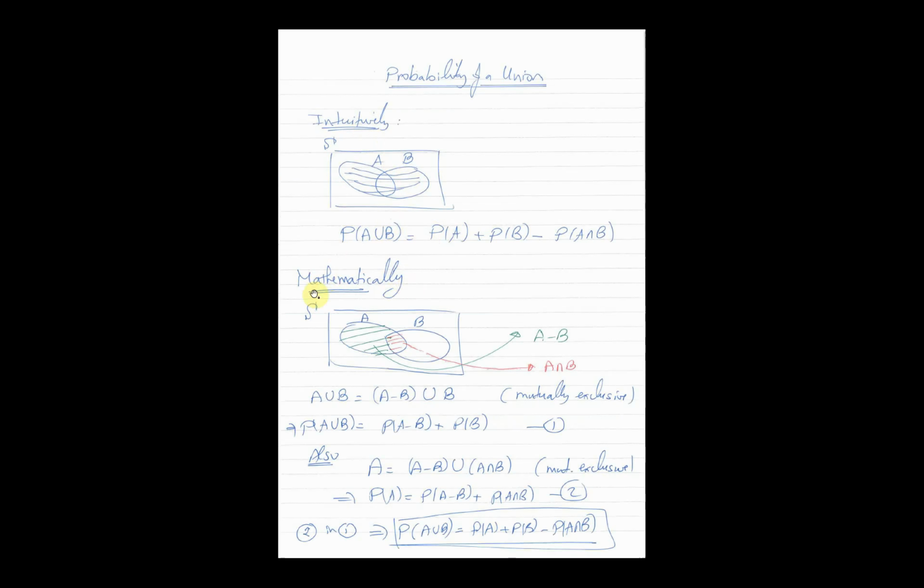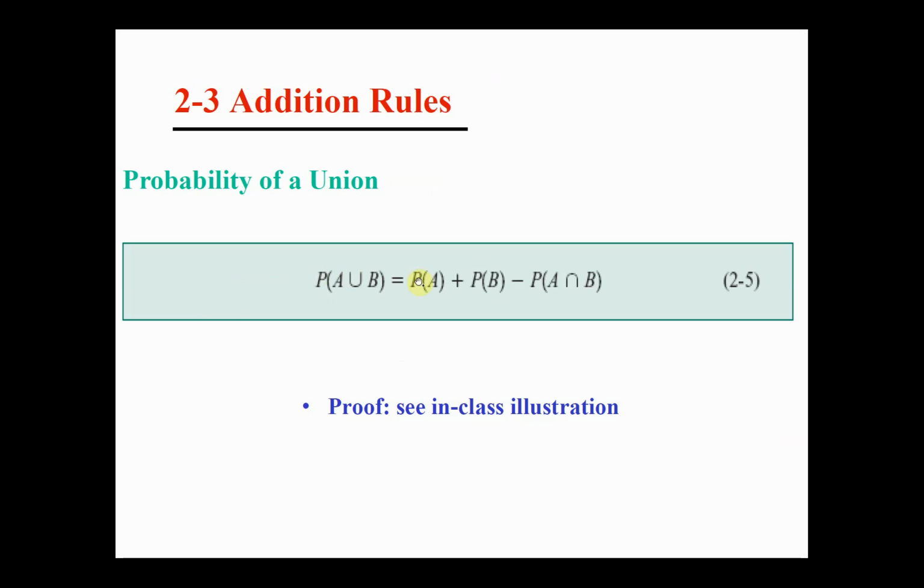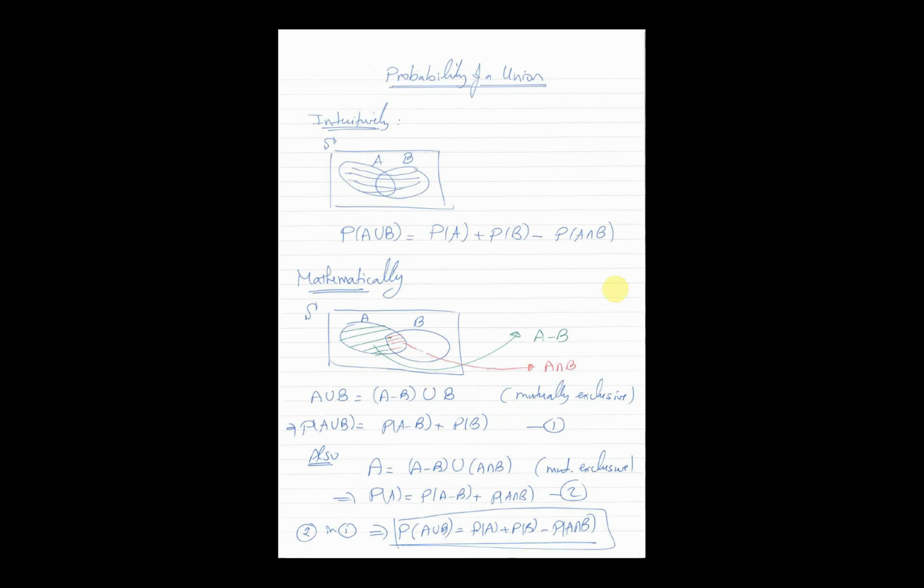In addition to that, we can also have a rigorous formal mathematical proof that uses the axioms. So the only thing that we know is the axioms. Can we start from these axioms and prove this formula? Yes, we can. And I will try to talk about that in the next couple of minutes. So let me start first with the intuitive proof.